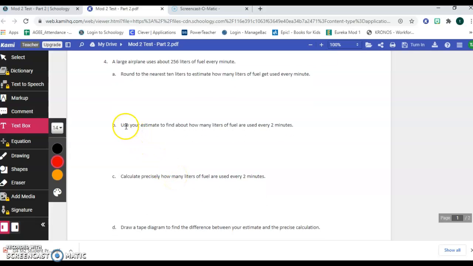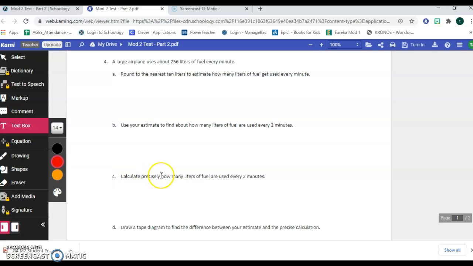And in item B, they tell you to use this estimate, the estimate that you came up with here, to find out how many liters of fuel get used every 2 minutes. So you're going to be doubling the estimate that you get here in item A, in item B. And so I would be expecting you to put an equation or some kind of work that shows how you get your doubled estimate of how many liters the plane uses. So you're using the estimate to find out how many liters of gas the plane uses in 2 minutes.